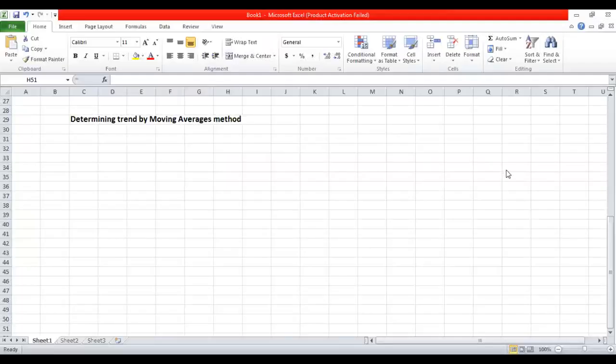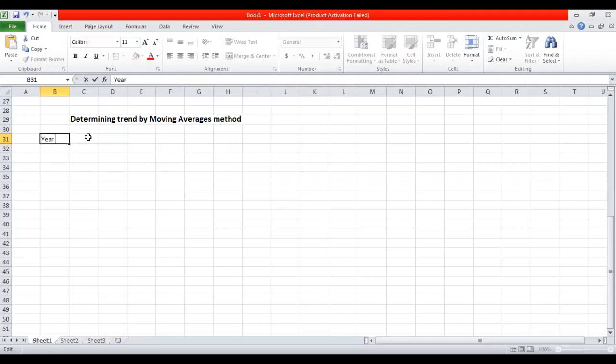Now we'll see determining the trend by the moving averages method. So here we'll be having two cases, that is when the period of moving average is odd and when the period of moving average is even. So first we'll see the moving averages for odd number of cases. Here we have to find the moving average of 5 years.